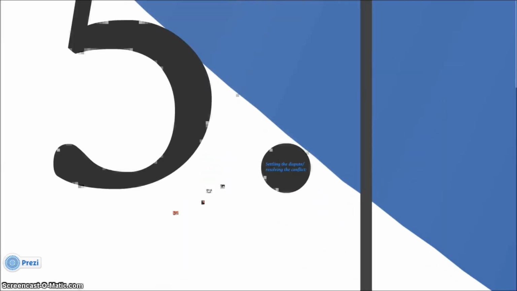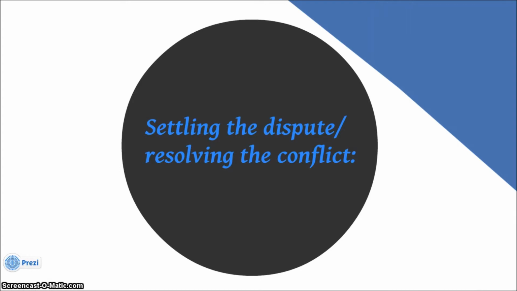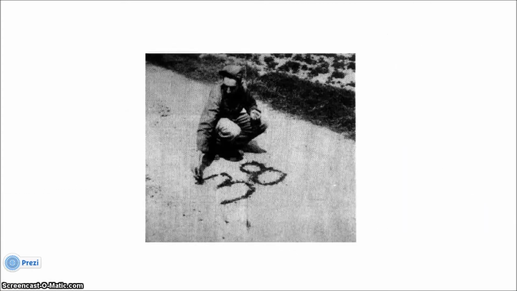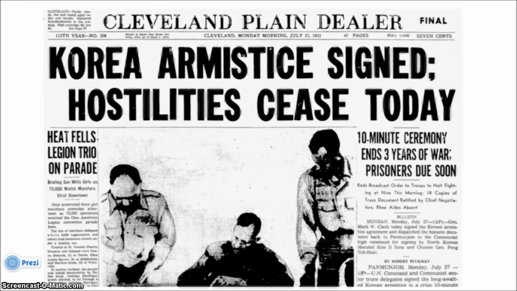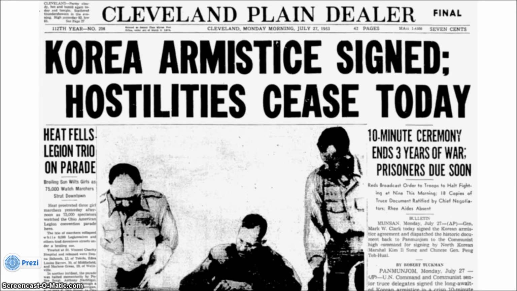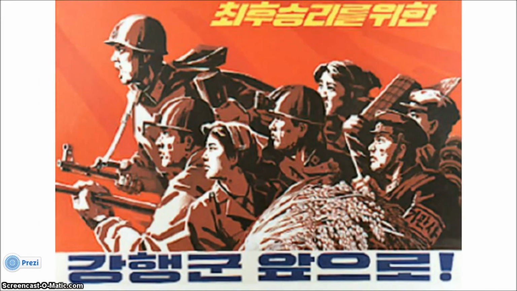Stage 5. Settling the dispute or resolving the conflict. With neither of these favorable to either party, the North and South created an agreement on the 30th parallel to end the war and stop fighting. No peace treaty was signed. There was no land gained in the war, which was a civil war caught up in a Cold War conflict.